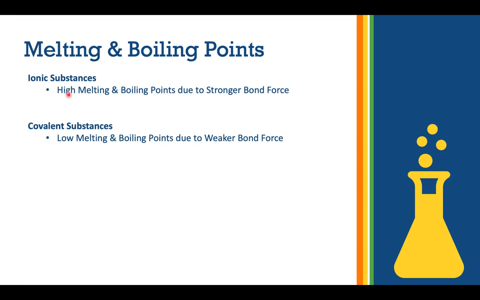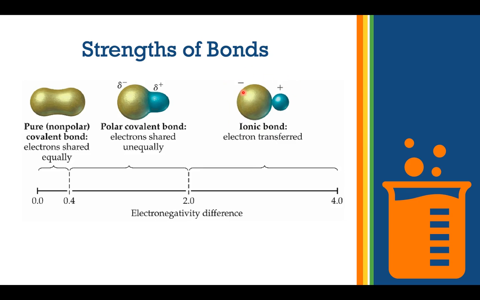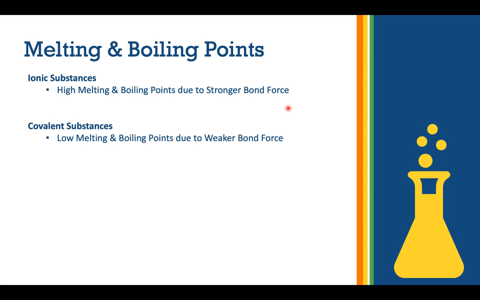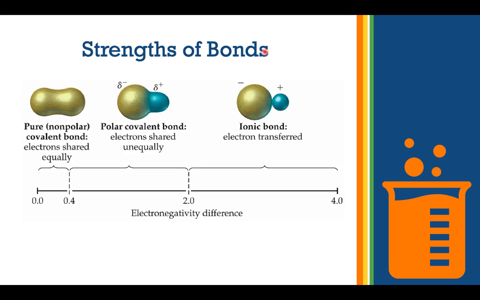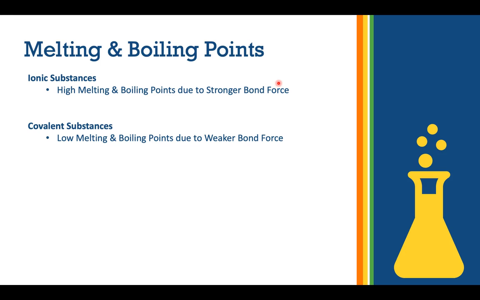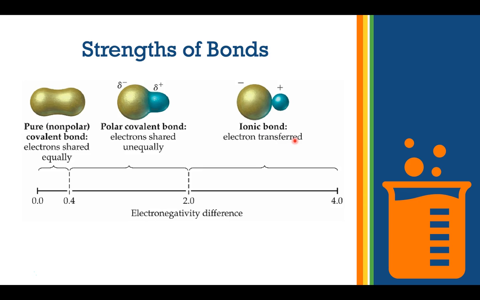So with melting and boiling points, ionic substances have high melting and boiling points due to their stronger bond force. Let's look back here. Stronger bond force, high melting and boiling points. Covalent substances have low melting and boiling points due to weaker bond forces. Weaker bond forces, lower melting and boiling points. Stronger bonds, higher melting and boiling points. That's a trend, okay?